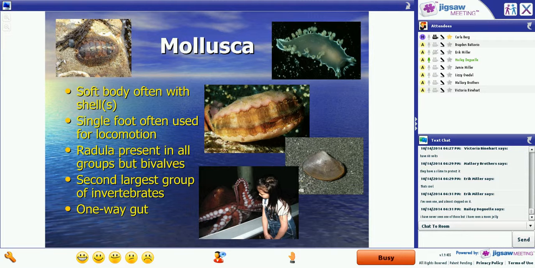Soft body, often with shells. Single foot, often used for locomotion. Radula, present in all groups but bivalves. Second largest group of invertebrates. One-way gut.